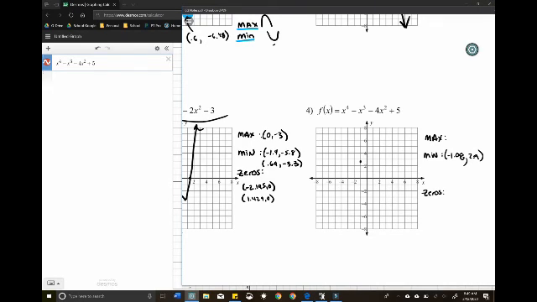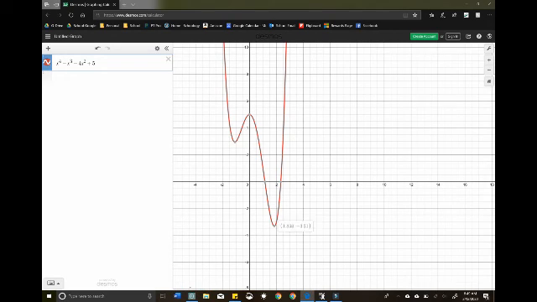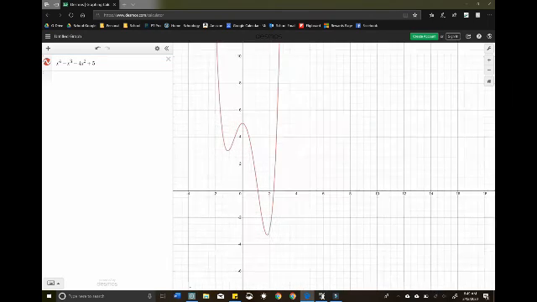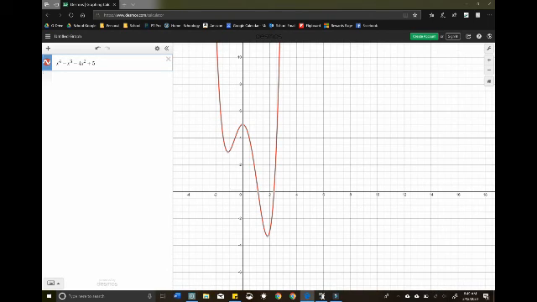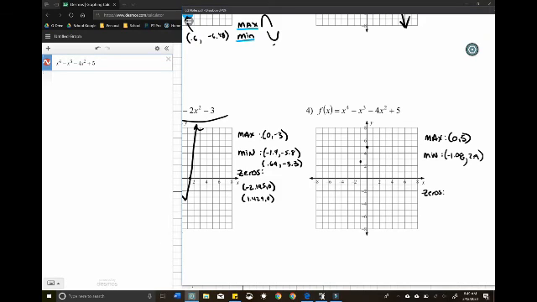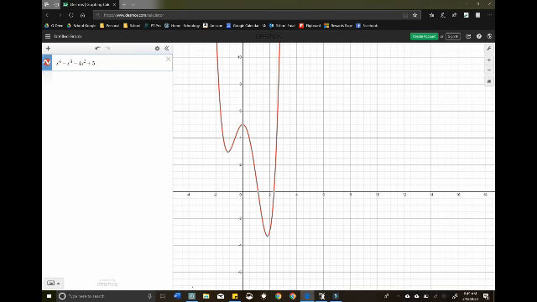Over 0, up 5. We have another min. Actually, it's going to cross the x-axis first. So 1.141 is our first zero. 1.141. Down to our next minimum, 1.838.